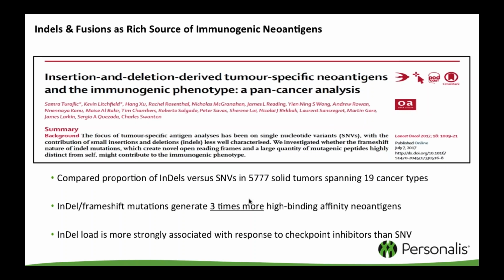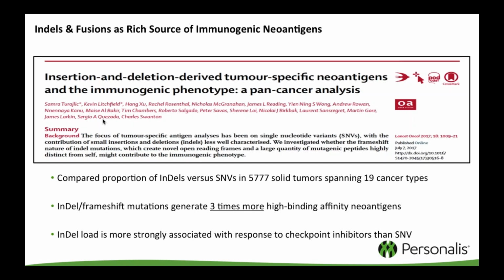And with current neoantigen predictions, most of these analyses to date have focused only on somatic point mutations, or SNVs. But insertions and deletions could prove to be a very rich source of neoantigens, specifically frameshift indels that produce a novel open reading frame. So as we've seen recently in the literature here from Dr. Charles Swanson's laboratory, when the authors looked at the HLA binding affinities of the frameshift mutations across TCGA samples, frameshift indels resulted in 3 times the number of high affinity binders than non-synonymous single nucleotide variants.